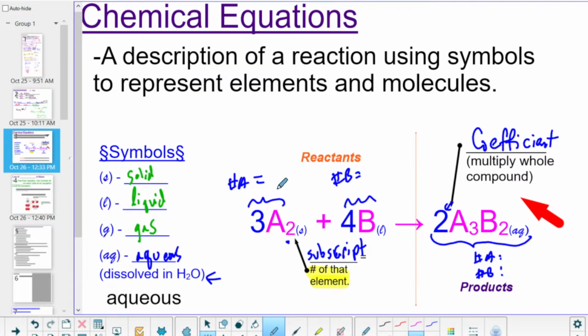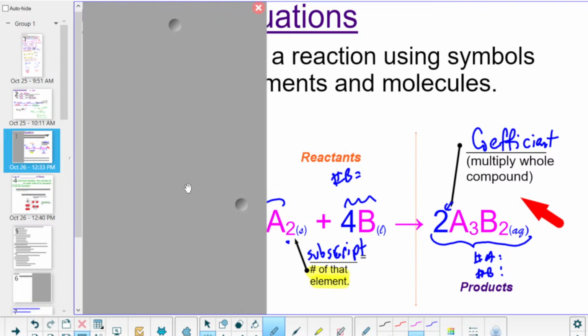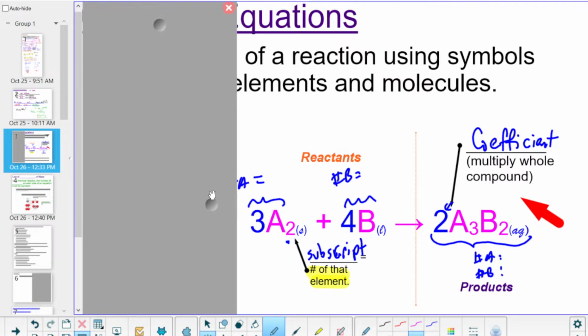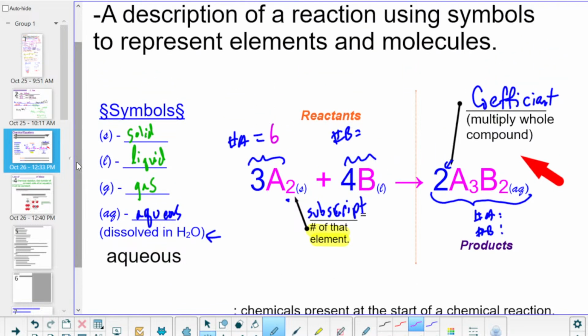Birdie, how many A's? Still figuring it out. Without the 3 in front, if I did this, how many A's would there be? 2. And if you put a 3 in front of it, 6. Some students do something different, so I want to make sure: that 3 in front means there is A2, A2, and A2. And that 4 means there's B, B, B, B. There's 1, 2, 3, 4. So we've answered that one.